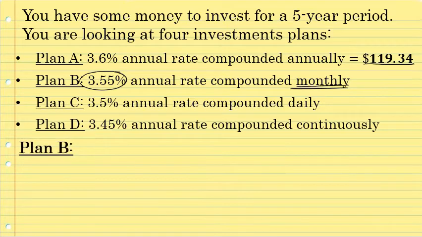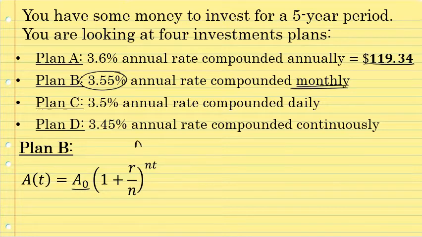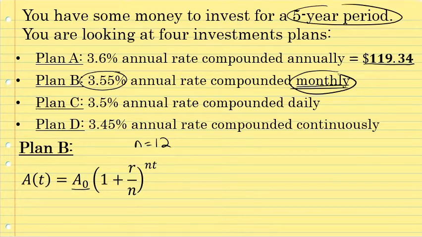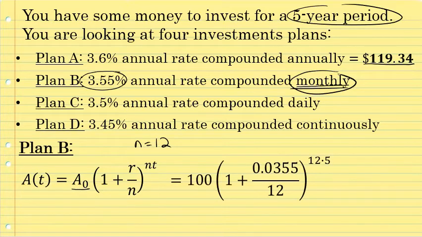Because it's compounded more than once a year, we'll have to use the formula a sub 0, the starting amount, times the quantity of 1 plus r over n. The rate over n is the number of times it's compounded per year. And in this case, the number of times it's compounded a year, monthly, is 12 times a year. And the value of t will again be 5 years. We'll use the same initial amount as we used when we considered Plan A, 100. So I'll substitute a 100 for a sub 0.